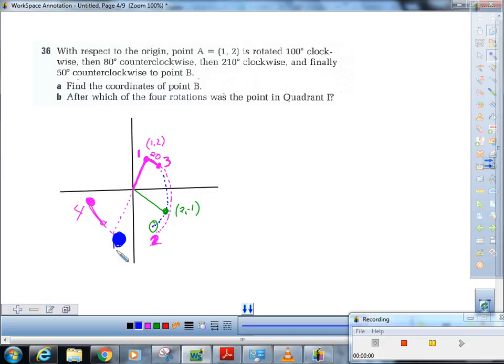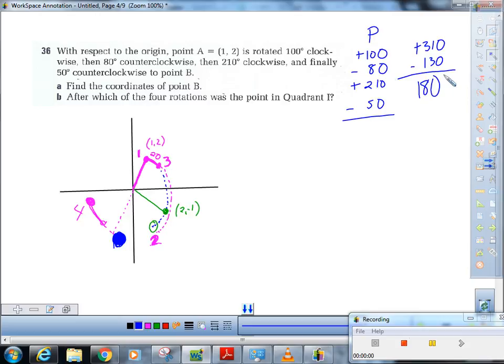Okay, so let's just find the net rotation. So we had the original point, and then we went positive 100, and then negative 80, and then positive 210, and then negative 50. So let's see what that gives us. We went a positive 310 minus 130. And it just so happens that gives you 180 degrees. So that's the only rotation that we could give an answer to. Okay? So that's what ends up happening.